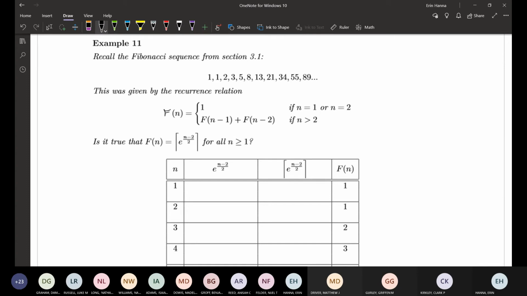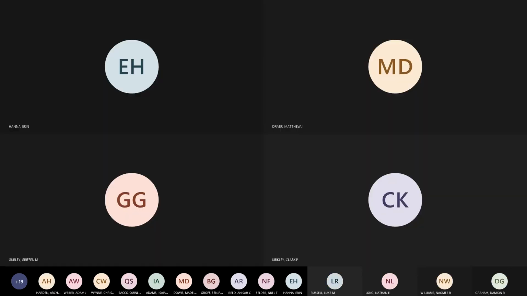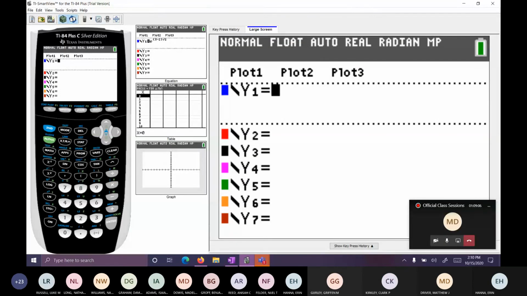So I want to know whether that's true, that that's equivalent to the ceiling function of e to the n minus 2 over 2. So how we're going to figure that out is we're going to have a calculator do most of the work for us. If you don't know how to use your calculator to make it do it for you, I'm going to show you how. Really super quick. So let me just do this, and then I'll pop over here. So if you have a TI 83, 84, whatever, this is how you would do that.